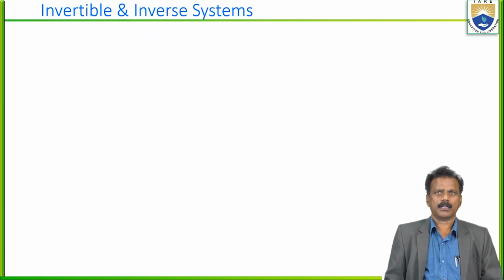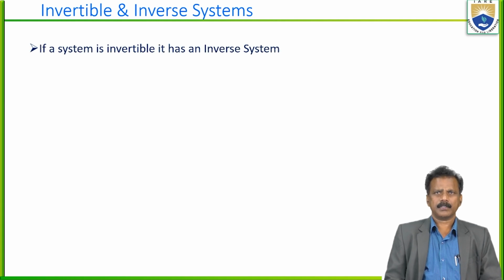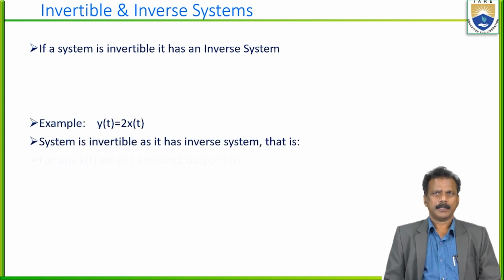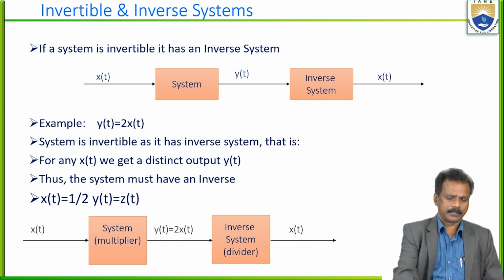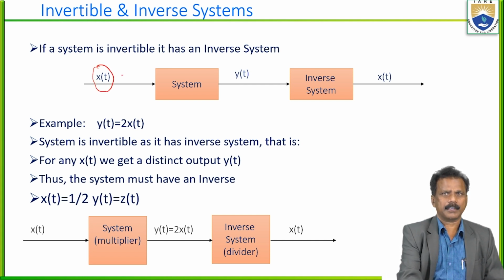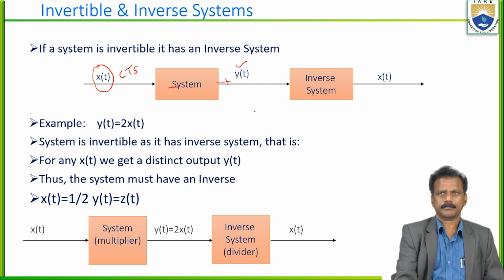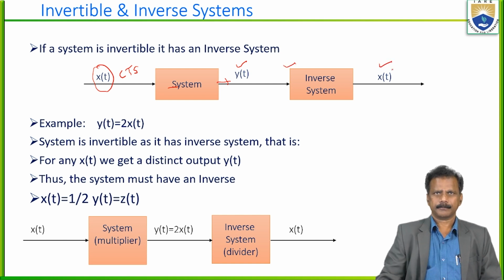Now coming to invertible and inverse systems. If a system is invertible, it has an inverse system. We have to consider all this. Consider this particular system, where the input is x of t. You can consider it a CTS, continuous time signal, given to the system. The system output will be y of t. That y of t is fed to the inverse of the system, and we will expect x of t. If the system is invertible, it has an inverse system.